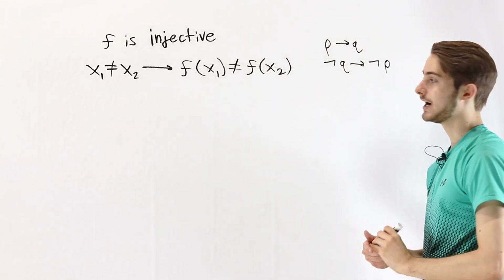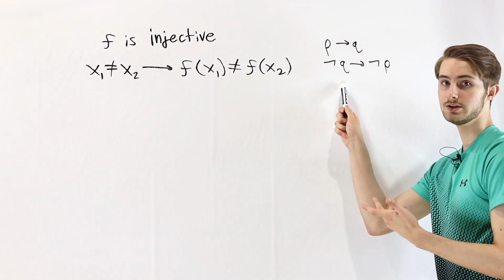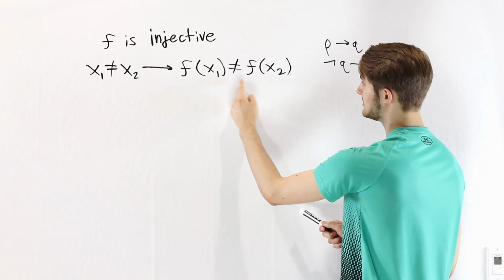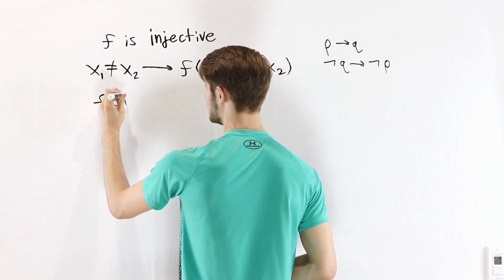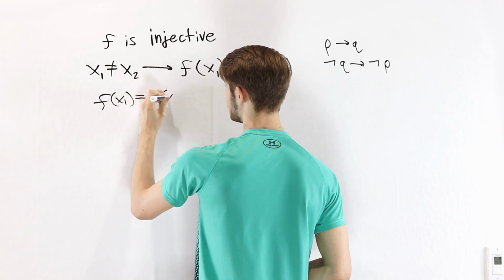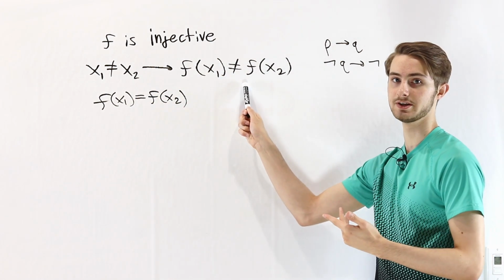So if we think about how that applies to this statement here, we first want to look at not Q. That's going to be the opposite of this second statement. In other words, f of x1 is equal to f of x2. So this is the negation of our original statement here.